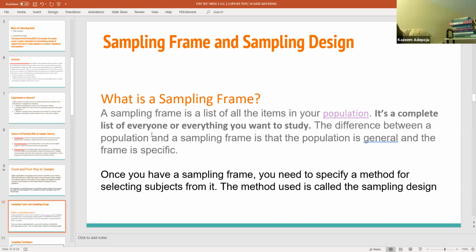identify your sample. Give me 1 second. I actually want to plug in my laptop right now.